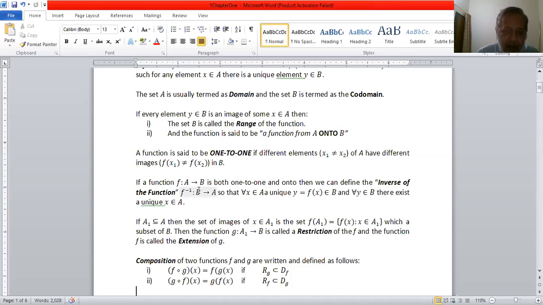Okay, we have a function f defined from A into B, and A1 is a subset of this domain. If I take the images of elements in A1, I call this the set f(A1), and the function which now maps the elements from A1 to the set B is called the restriction of the original function f, and the original function f is called the extension of the restricted function.